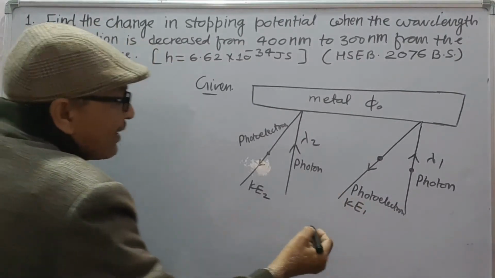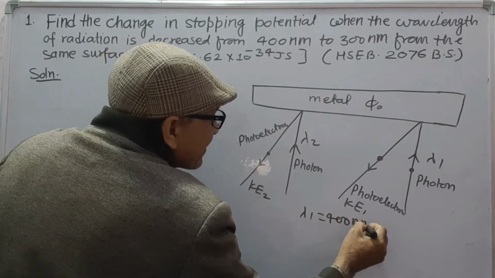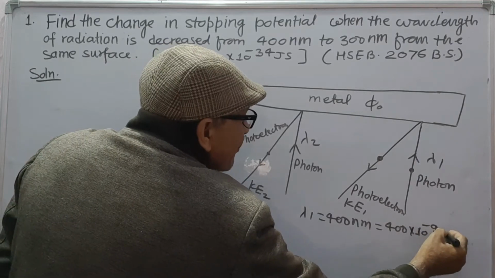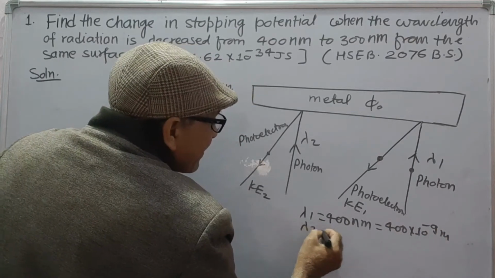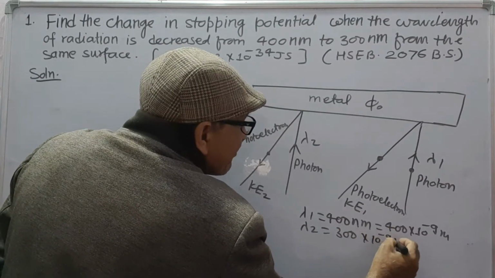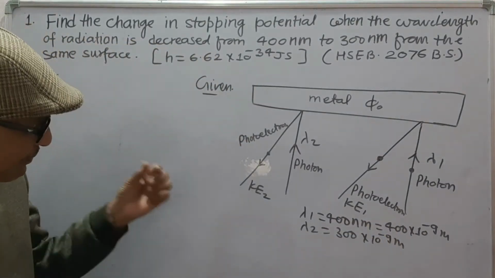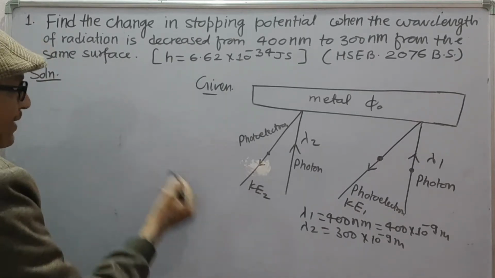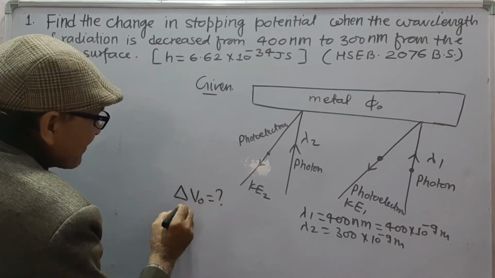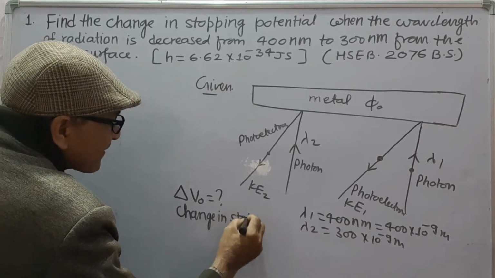Here lambda 1 is 400 nanometer. Nano means 10 to minus 9. So 400 into 10 to minus 9 meter, and lambda 2 is 300 nanometer, means 300 into 10 to minus 9 meter. Now we have to find the change in stopping potentials, means we have to find delta V naught, the change in stopping potentials in these two cases.